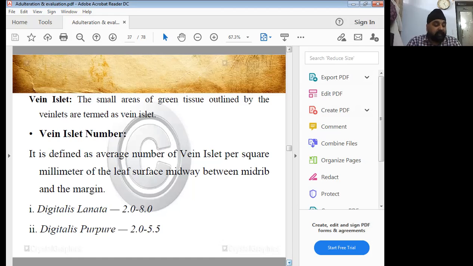Then comes vein islet number. Vein islets are basically small areas of the green tissue outlined by veinlets, that is called a vein islet. Now vein islet number is the average number of vein islets per square millimeter of the leaf surface, midway between midrib and the margin. Okay. In case of Digitalis lanata it is 2 to 8, Digitalis purpurea it is 2 to 5.5.